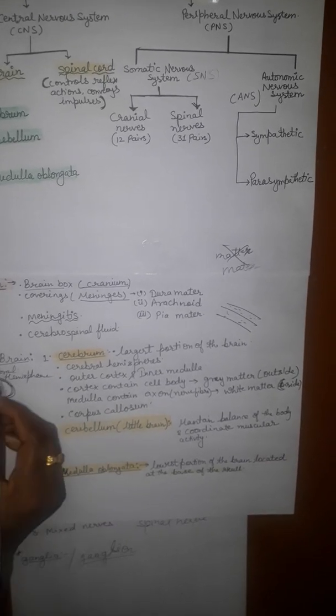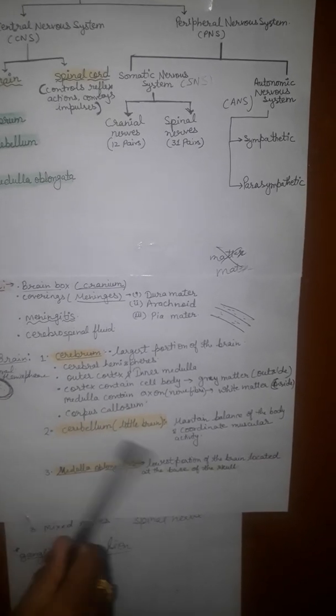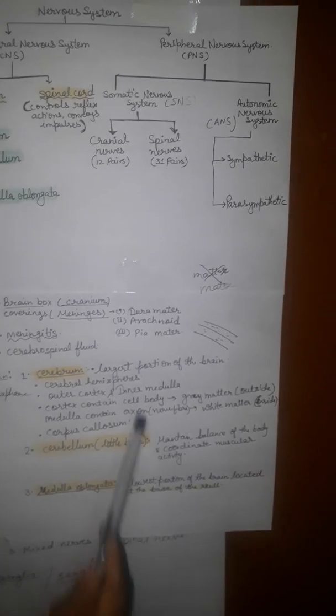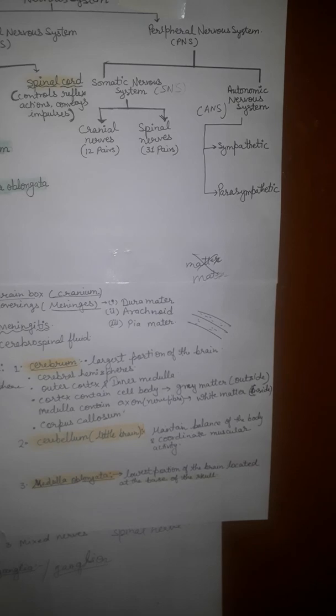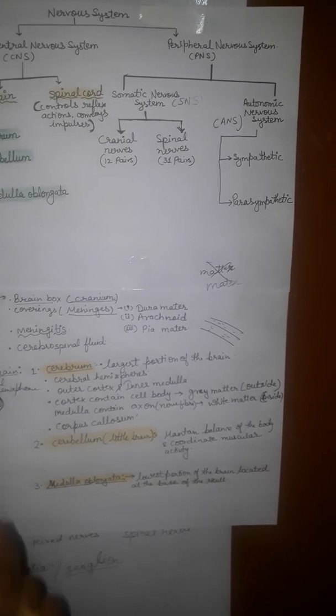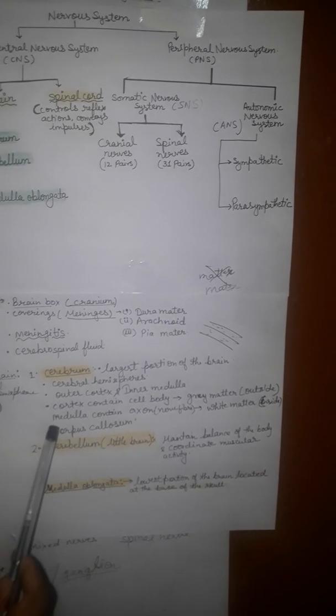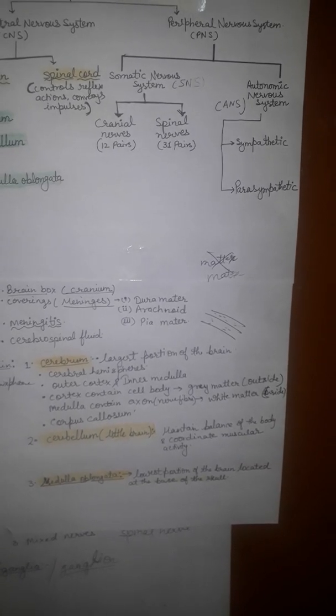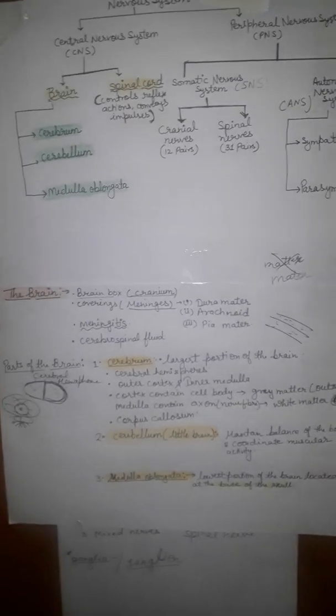Now, the cortex portion, the outer portion of the cerebral hemisphere, contains the cell body, this round region. It is of grey color, so it is called grey matter. It is present on the outer surface. Now, medulla contains axons, this nerve fiber, white in color, so white inside.